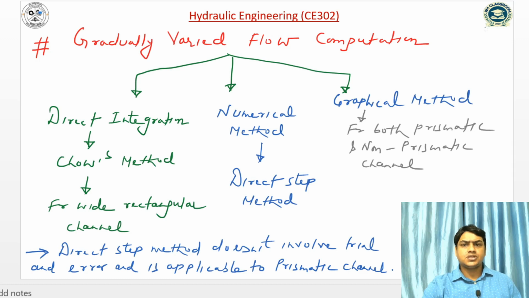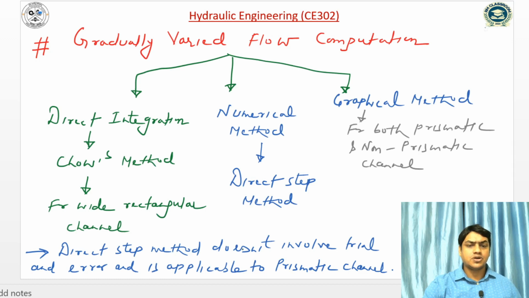Now I am going to discuss how to compute the gradually varied flow computation. So there are three methods. The first one is direct integration method, numerical methods and graphical methods. Direct integration method, that is also called Chow's method, is for wide rectangular channel, and numerical method is generally used for direct step method and graphical solution for both prismatic and non-prismatic channel.